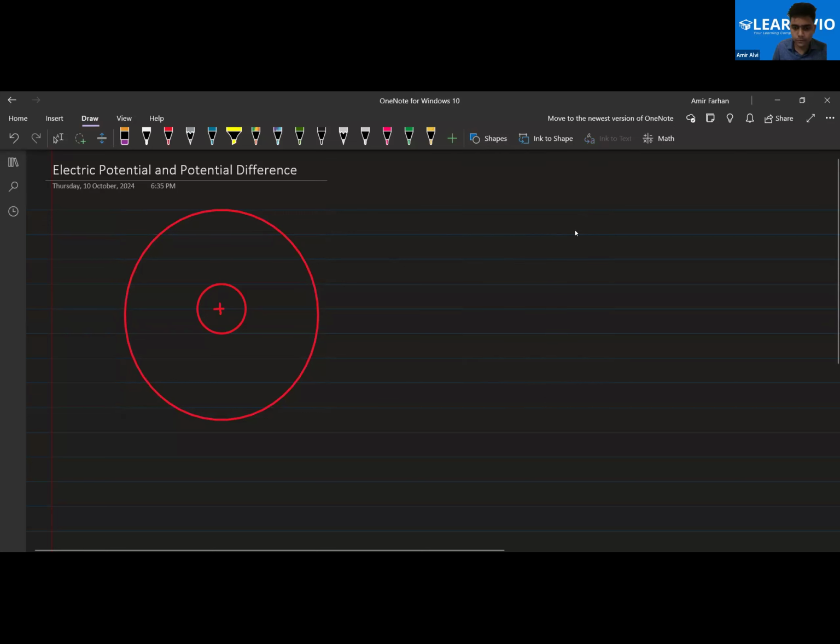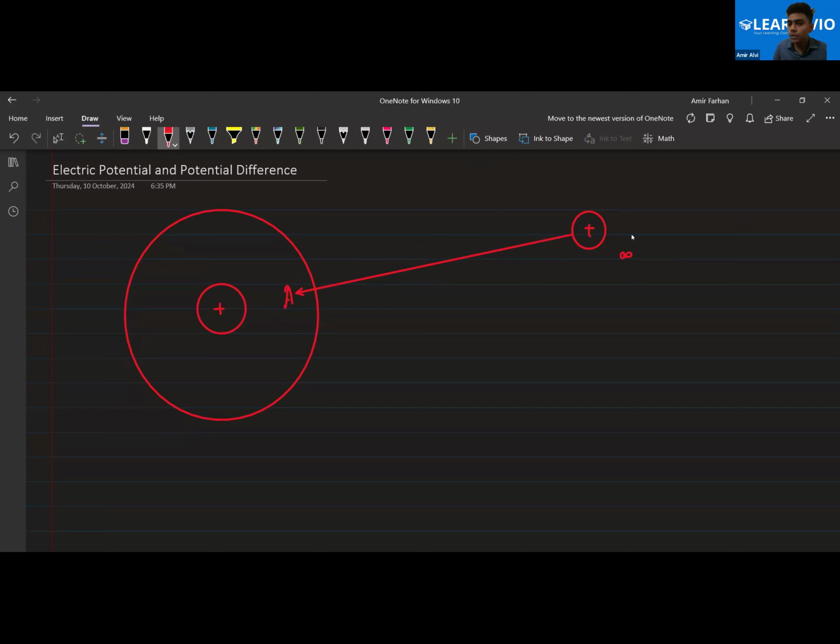Suppose this is a charge placed somewhere in the universe. We are assuming that it is at infinity. Okay, we are assuming that this point is at infinity. So, what does electric potential mean? Electric potential means that when you take a charge into this region, suppose this is point A, you need to do some work.